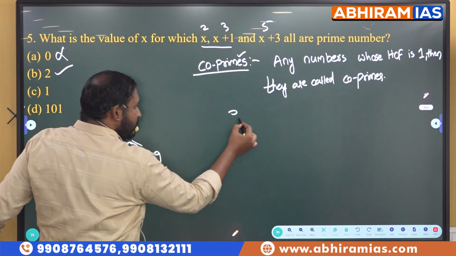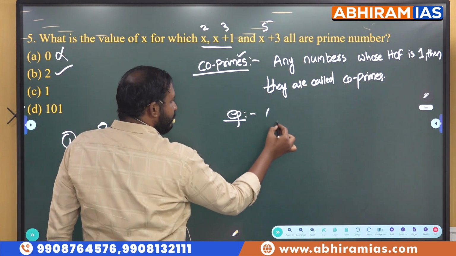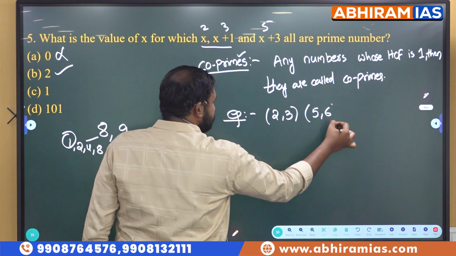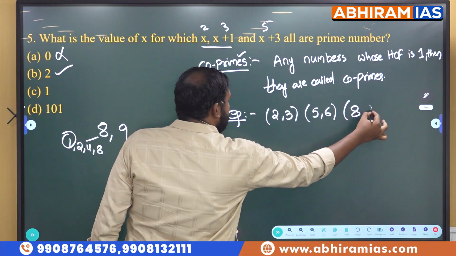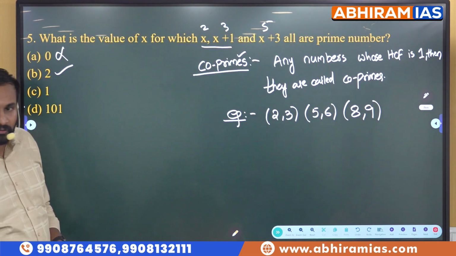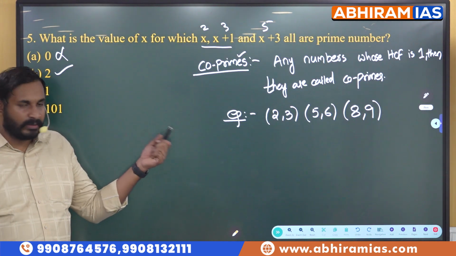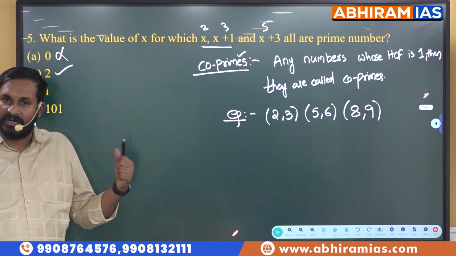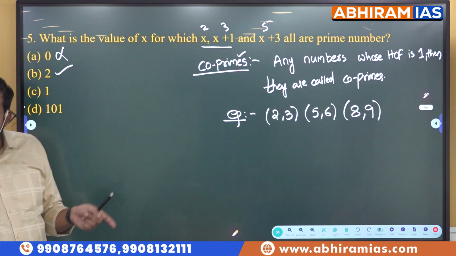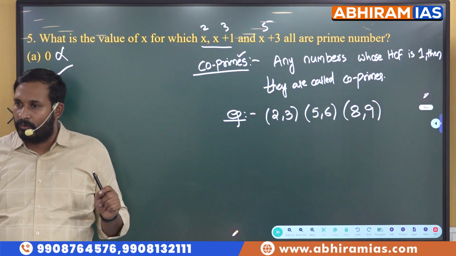Write down an example below that. Example: 2, 3; 5, 6; 8, 9. All these are co-prime sets. Two prime numbers can become co-primes. One prime and one composite will always be co-primes. And two composite numbers can also be co-primes.